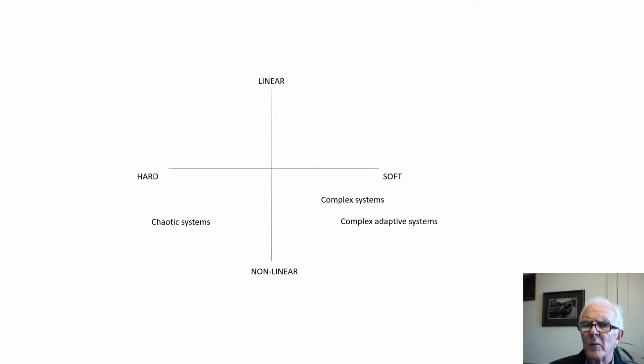So of interest to us are chaotic systems, which we'll briefly allude to. These are hard nonlinear systems, but of more interest to us is the softer area of the spectrum, complex systems and complex adaptive systems.